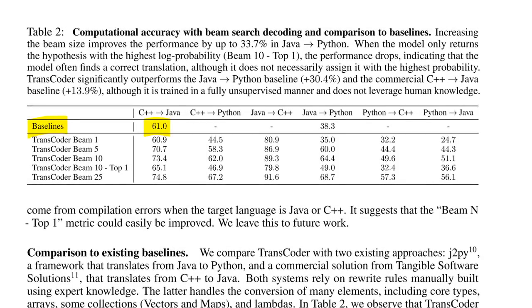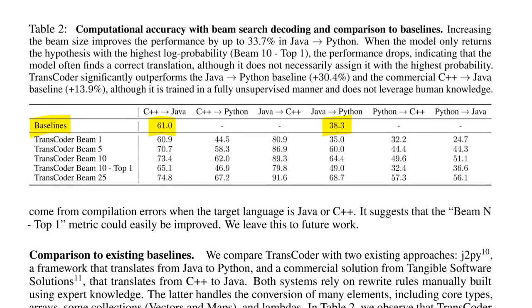The C++ to Java, as I understand it, is a commercial system, and the Java to Python is an open source system. Both are human experts that make up these rule-based systems on how to translate code into other languages. Now, what they have here is TransCoder Beam 1, which means a beam size of 1.